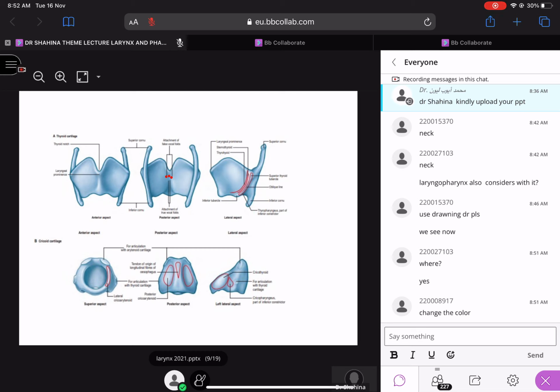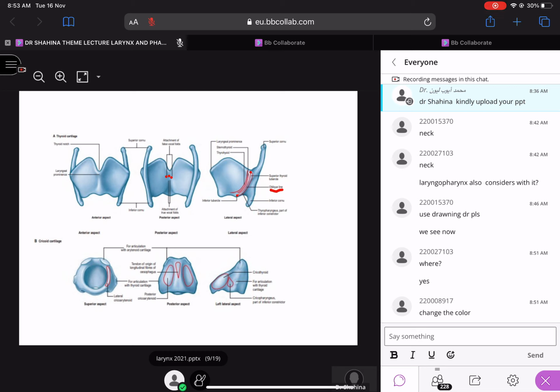Okay, then this is the lateral view of the thyroid cartilage, where you can see this red color attachment of the muscle. So you can see this is showing the oblique line. See here, this is the oblique line. So this is extending. Now see, this is the ending of the superior border here on the lateral surface. So here this is the tubercle. So this is the superior tubercle, and here this is the inferior tubercle.